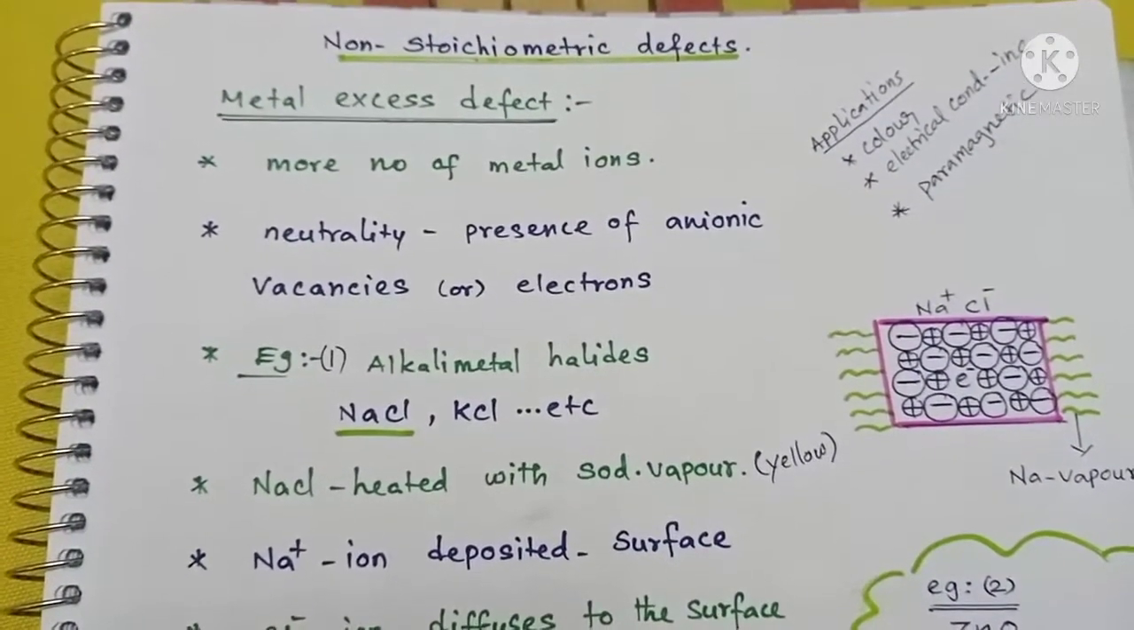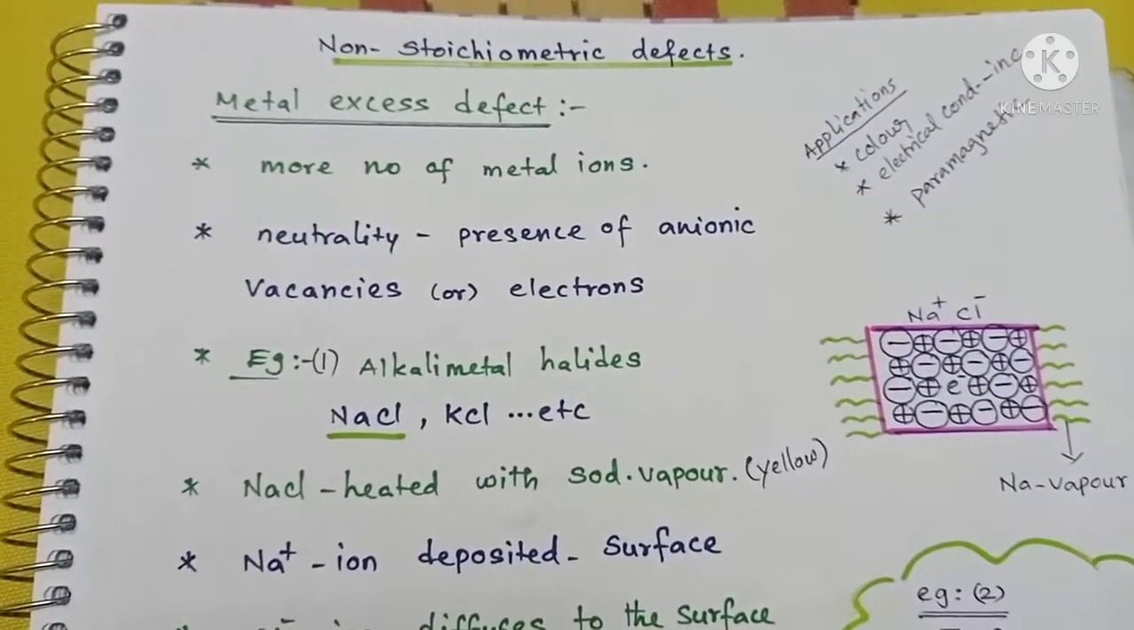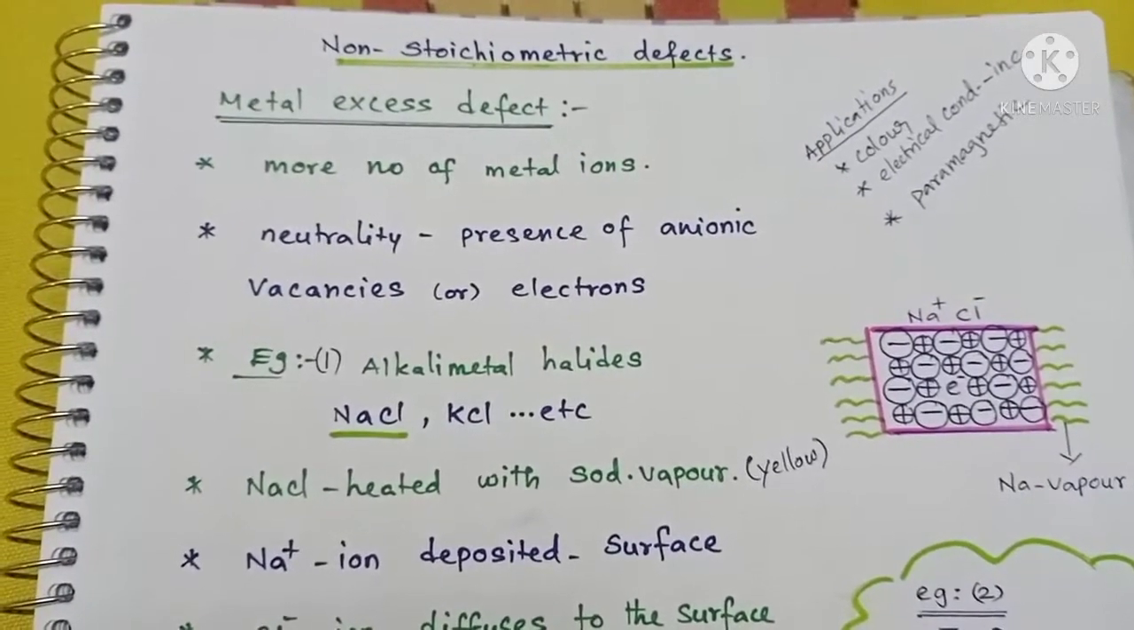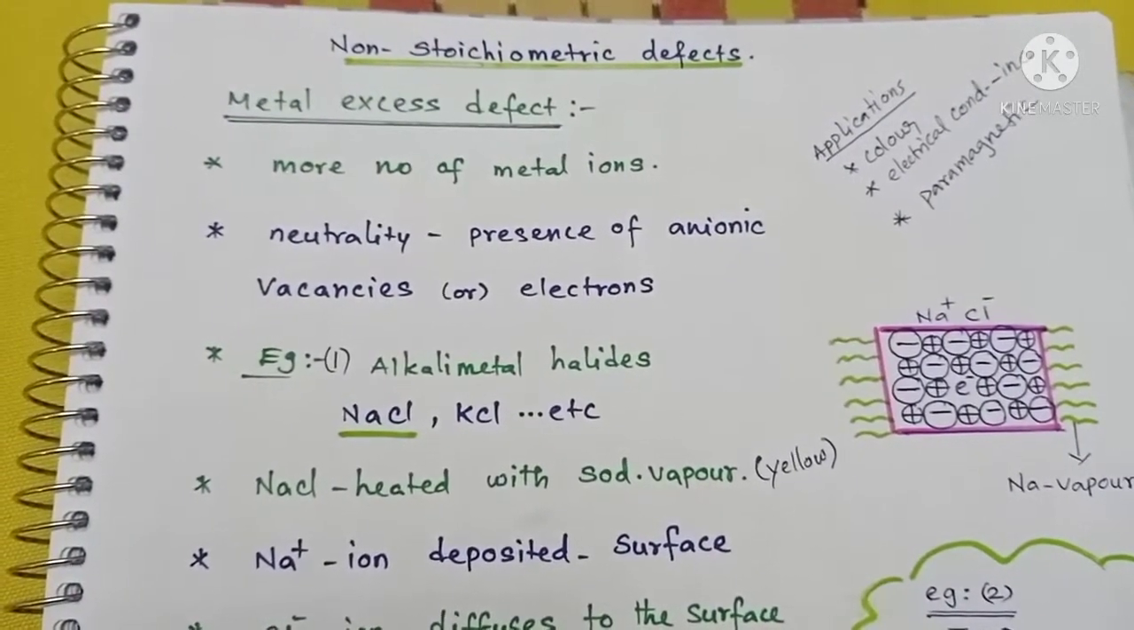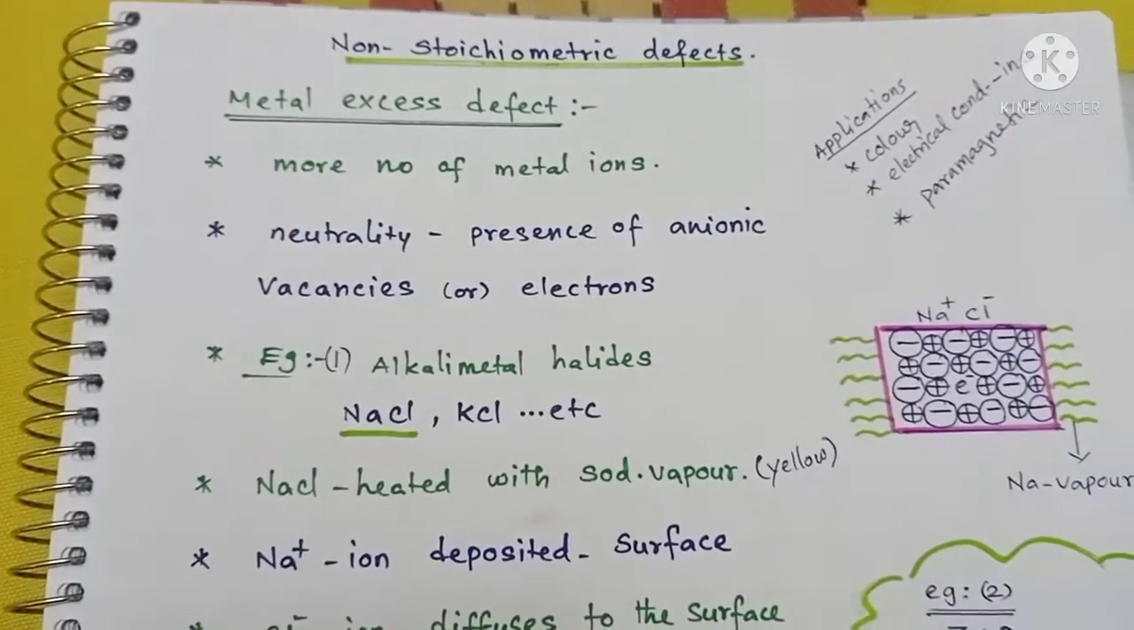In this video, I'm going to discuss the two different types of non-stoichiometric defects. The first one is the metal excess defect. The second one is the metal deficiency defect. First, let us discuss the metal excess defect.